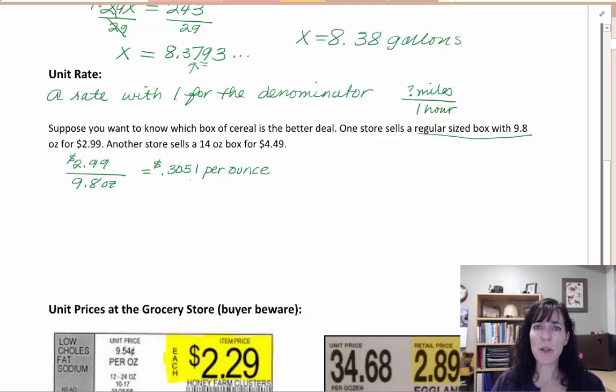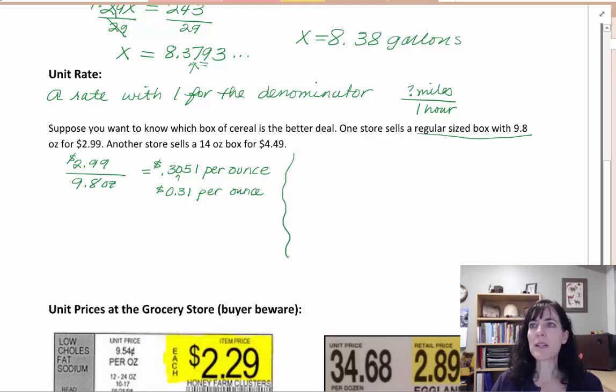We usually just do a number of cents. So we could also write this as $0.31 and round to that pennies position. And since there's a 5 following the pennies position, the second decimal place, I will bump that 0 up to a 1. So it'll be 0.31 or 31 cents per ounce. All right, that's the first box of cereal.